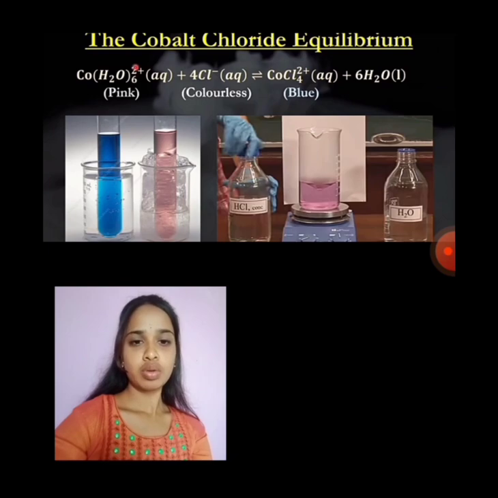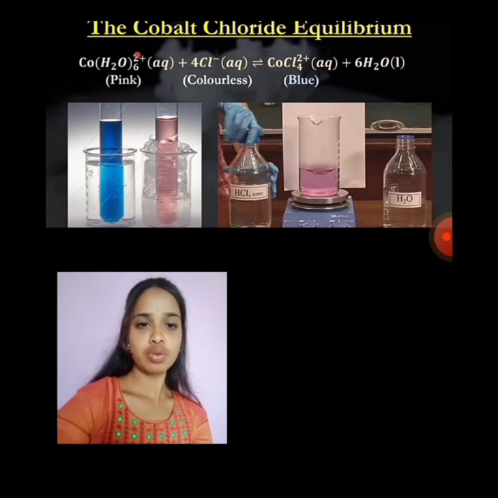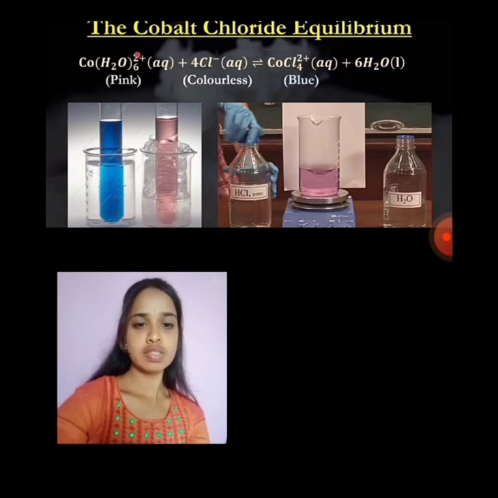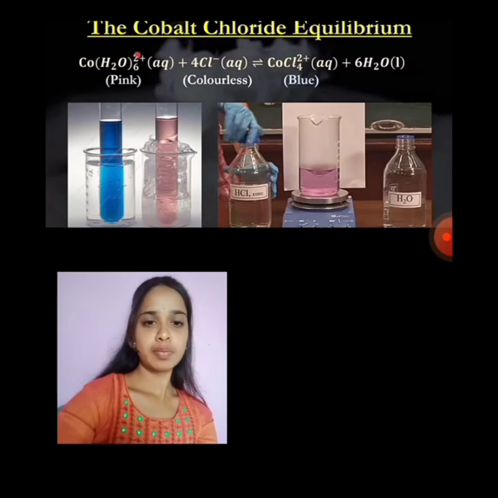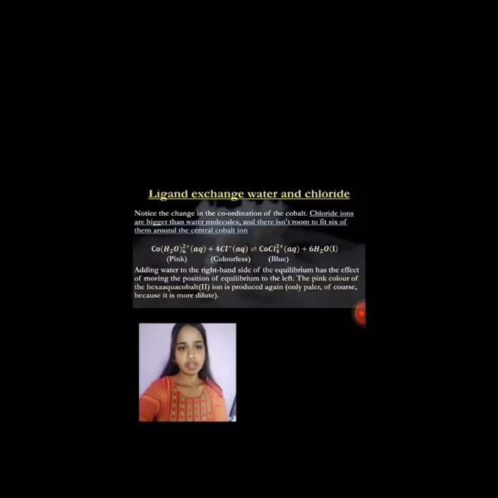The cobalt chloride equilibrium: Co(H2O)6 2+ is pink. With 4 chloride, which is colorless, to form CoCl4 2- plus 6H2O. This forms a blue color. Again, water and chloride exchange.